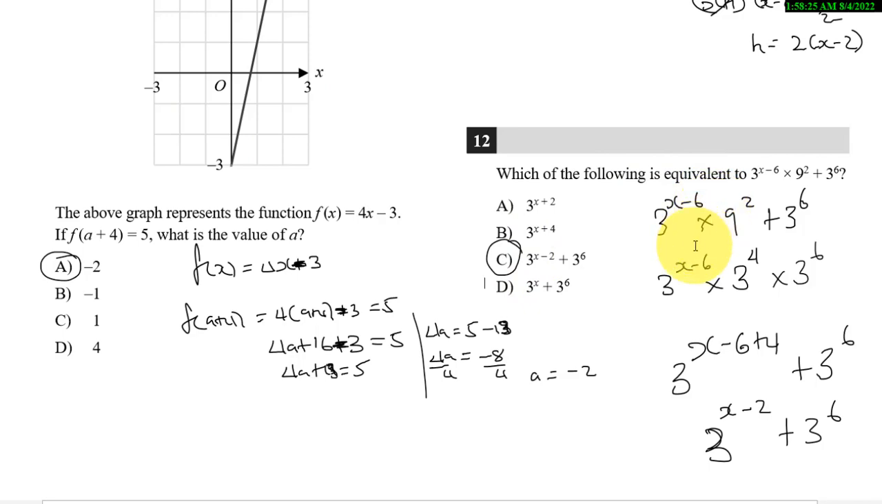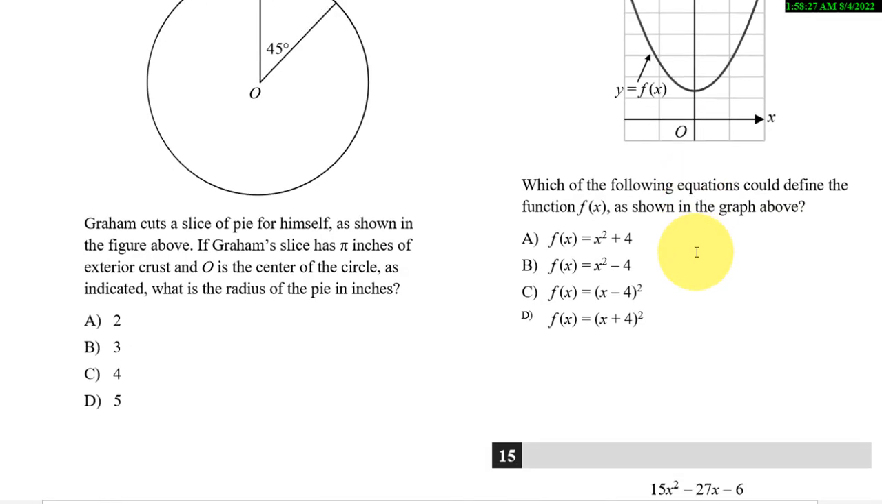You see that? Number 13. Graham cuts a slice of pie for himself as shown in the figure above. If Graham's slice has pi inches of exterior crust and O is the center of the circle as indicated, what is the radius of the pie in inches?